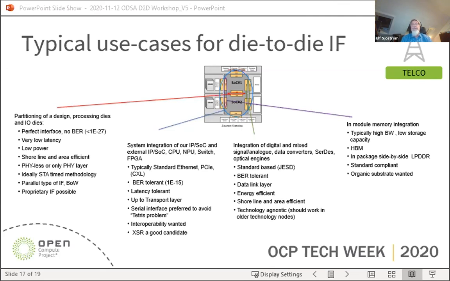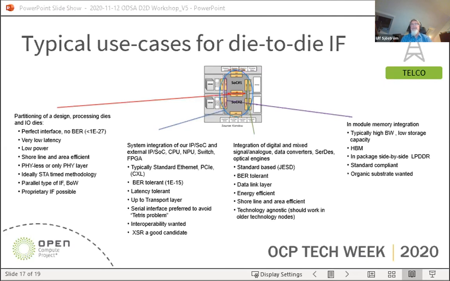And I think the final bullet is also very important here because I call it technology agnostic. It should be working in all the technology nodes as well. Because if you look into data converters, they are typically in much older technology nodes. So we can't rely on having an interface that can only be implemented or realized in the latest technology nodes.